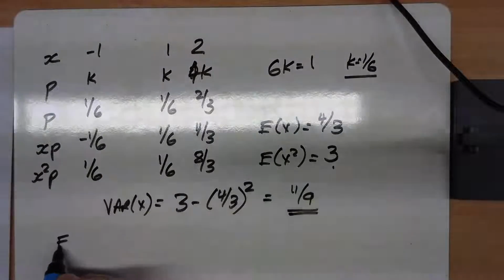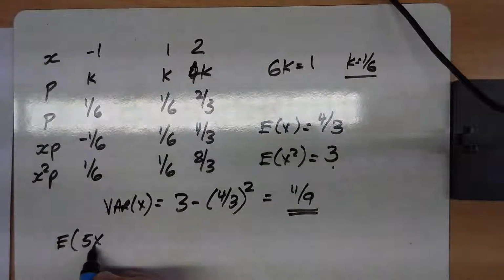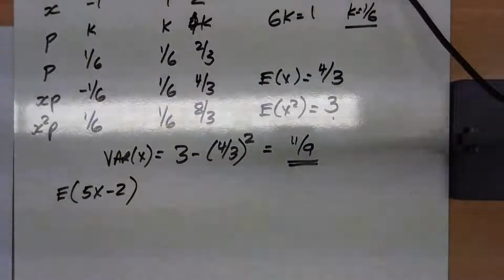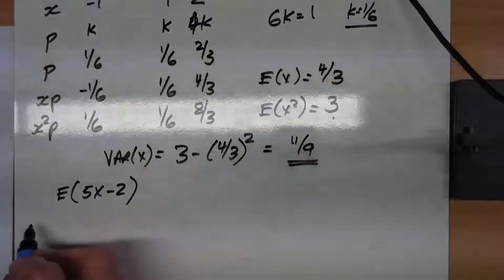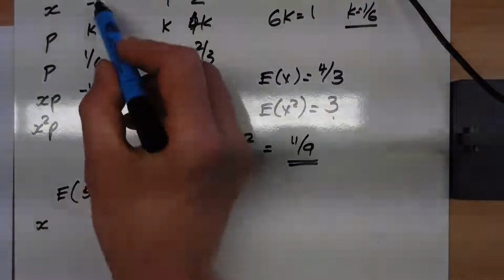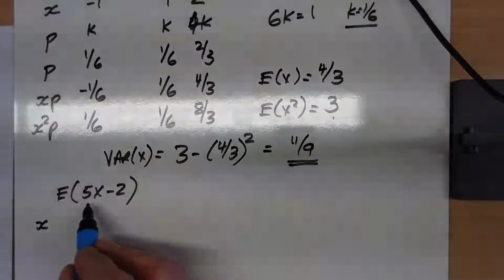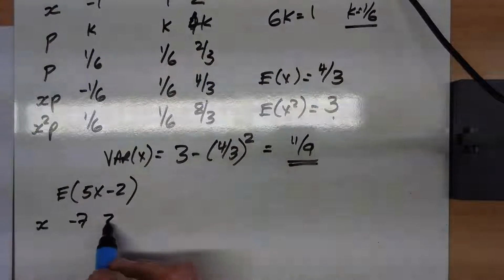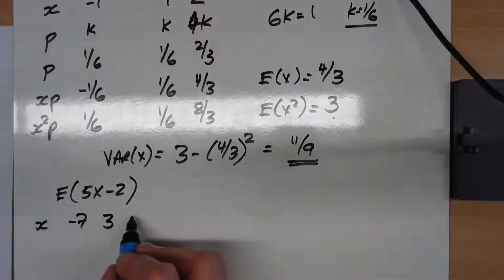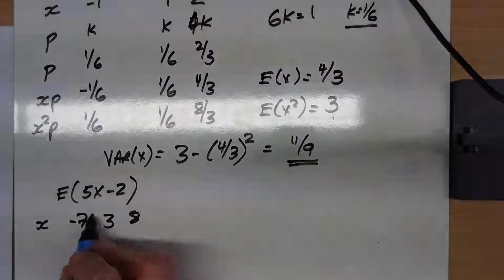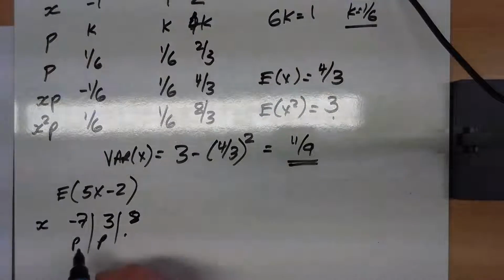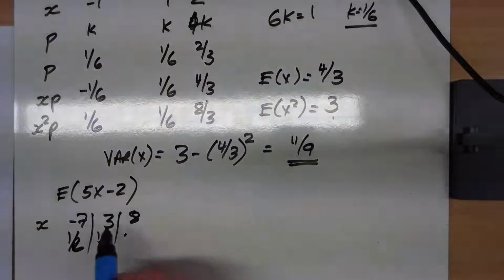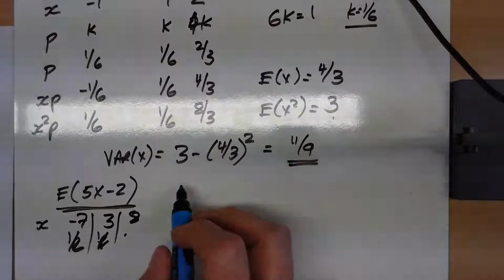We're asked to find out what the expected value of 5x take away 2 is. Now, one way would be to build a whole new table with new x values, so -1 times by 5 take away 2, -7, or 1 times 5 take away 2, and 10 take away 2. And we could work out the probabilities here, same things as the probabilities before. And you can go through the whole thing again, but you don't need to because there's a formula for this.